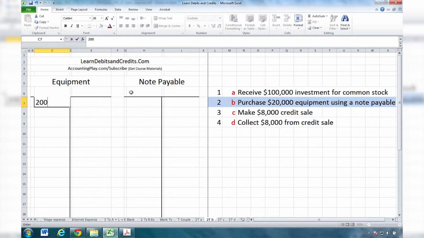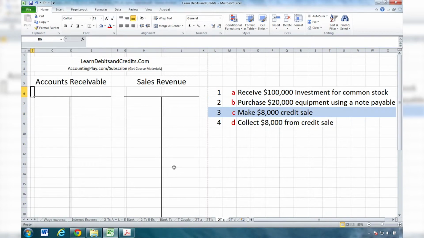20,000. Now, if we can nail the asset side of the transaction down for 20,000, we're going to know that notes payable, or whatever this thing is, if we're only dealing with two T accounts, it's going to be 20,000. So 20,000. Awesome. Ending balance, 20,000, 20,000. Great. Moving on to the next.